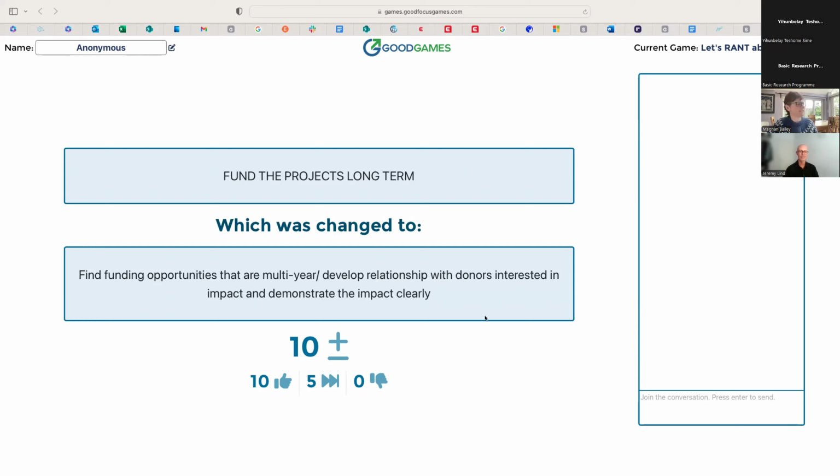I think you can all still see my screen. So the top one was related to funding opportunities, specifically pushing that we want multi-year funding, developing relationships with donors, and demonstrating impact. This is everything in a nutshell, really, but they're trying to address this short-term projectized approach that we know so many programs struggle with.